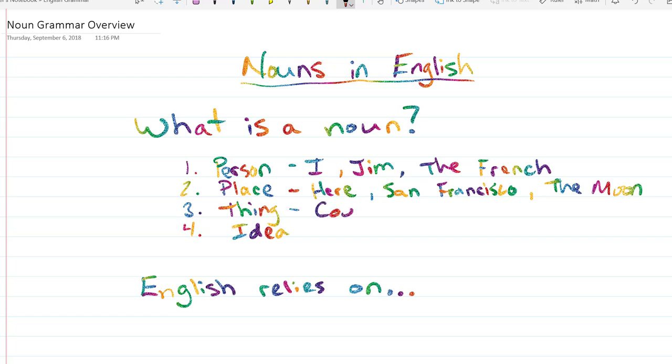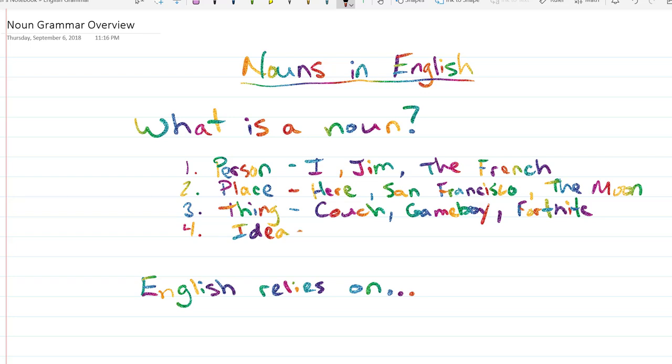Things could be objects of any kind. A couch, Game Boy, Fortnite. So why not? Right? A thing. Or an idea.